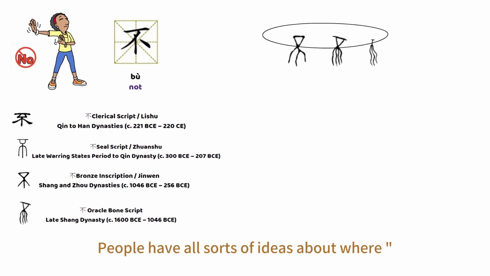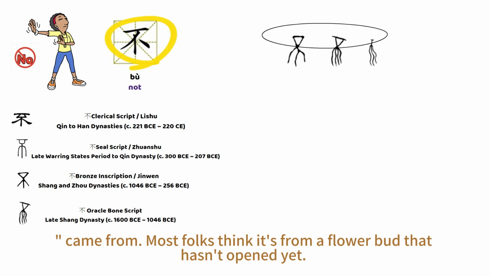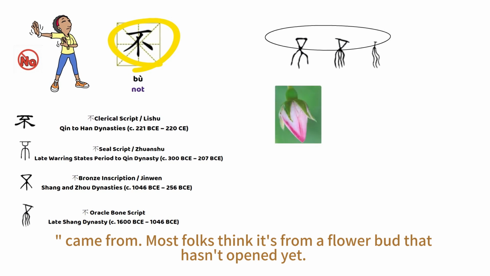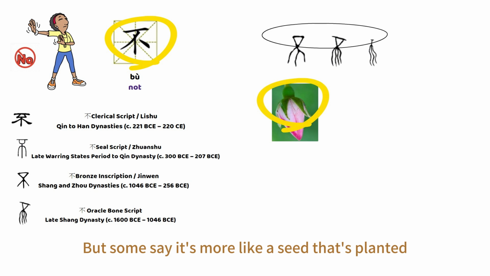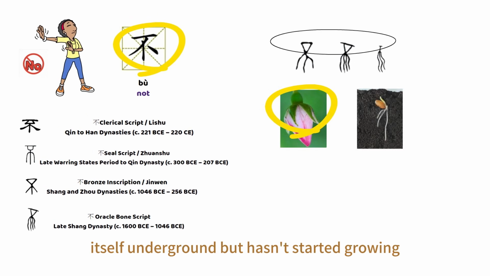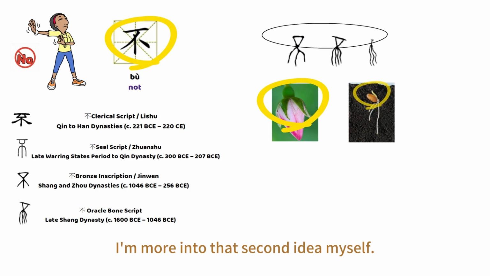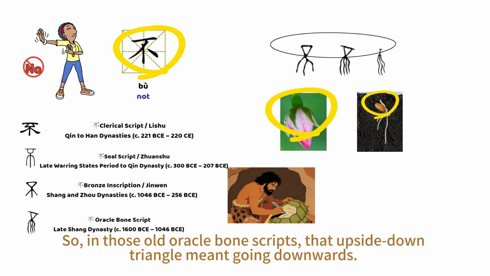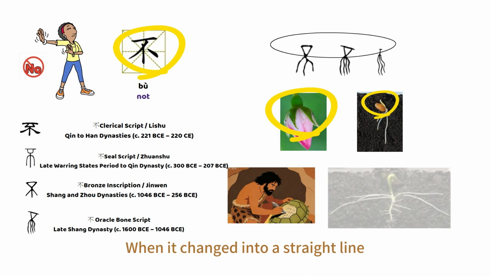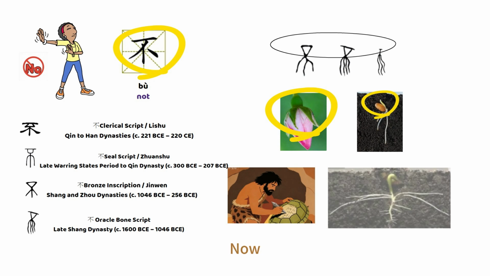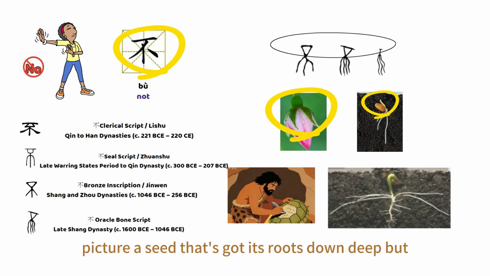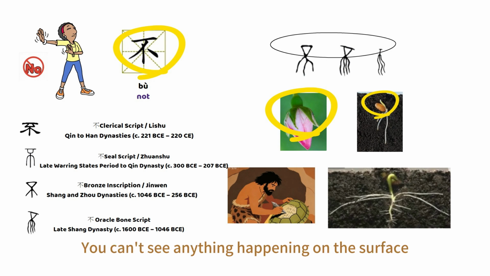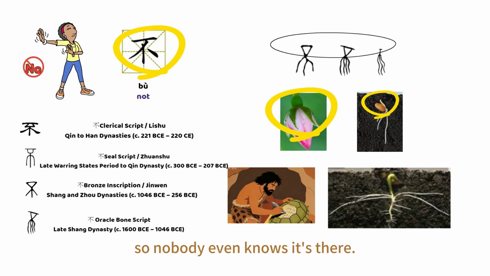People have all sorts of ideas about where 不 came from. Most folks think it's from a flower bud that hasn't opened yet. But some say it's more like a seed that's planted itself underground but hasn't started growing above the soil. I'm more into that second idea myself. So, in those old Oracle Bone scripts, that upside-down triangle meant going downwards. When it changed into a straight line, it started meaning the ground. Now, picture a seed that's got its roots down deep but hasn't poked its head out yet. You can't see anything happening on the surface, so nobody even knows it's there. From that, don't you think we can say it's kind of like saying nothing's happening, or no way?